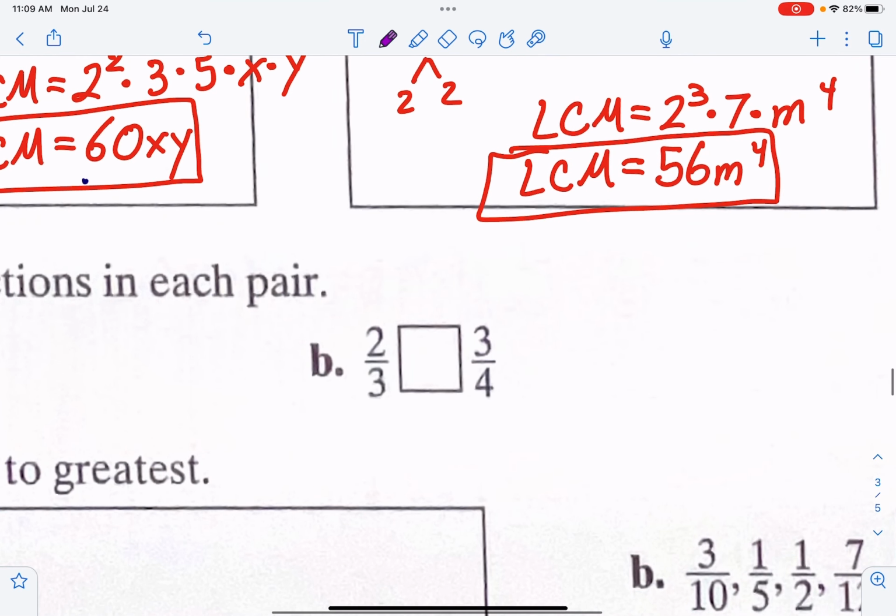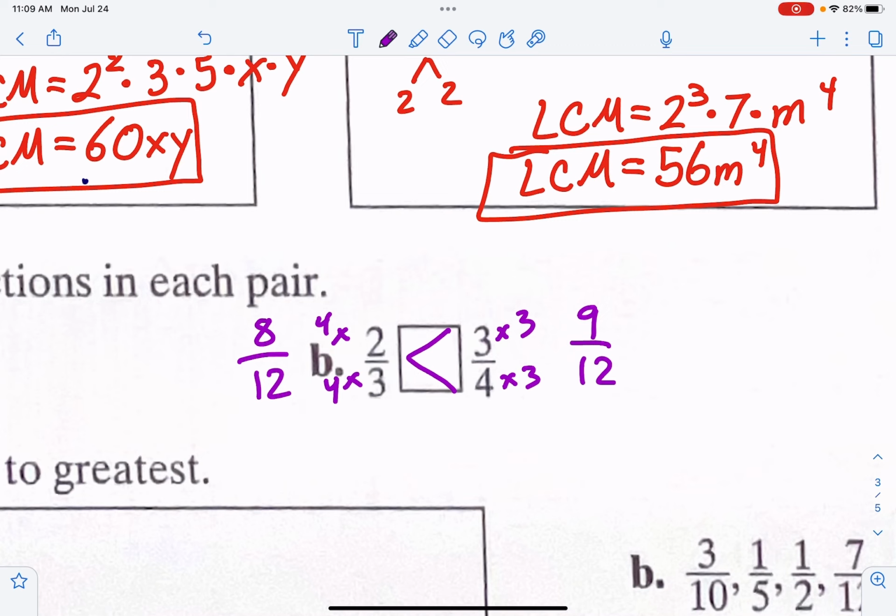All right, so hopefully what you did for B, times the top and bottom on this side by 3, top and bottom on this side by 4. So 4 times 2 is 8/12. 3 times 3 is 9/12, which means that our symbol should go this direction, where the small side is towards the 8/12 and the big side is towards the 9/12.